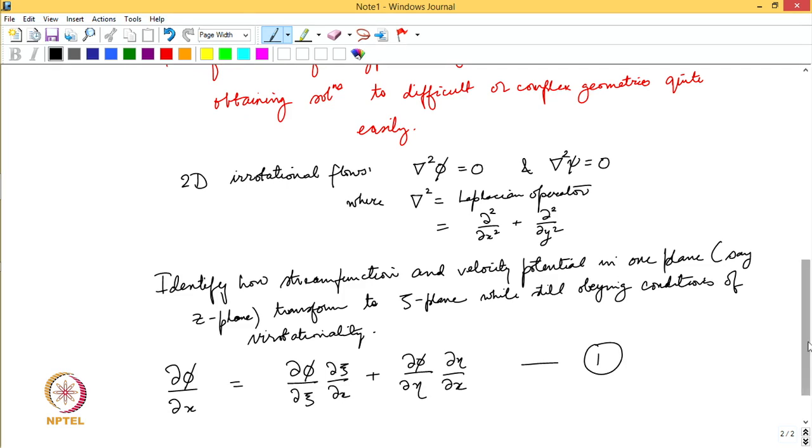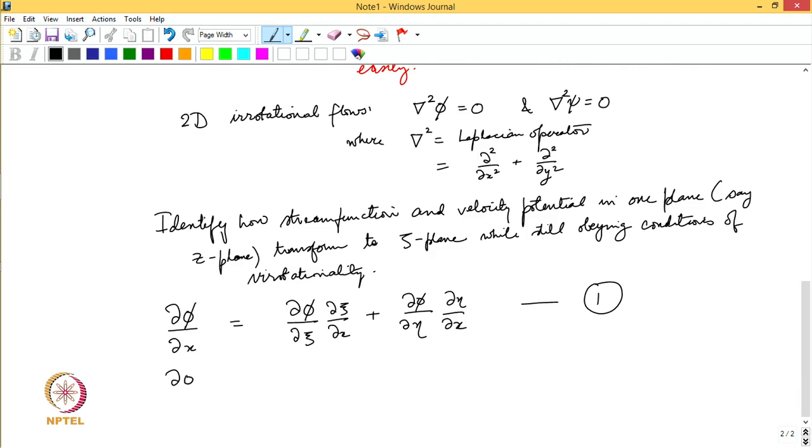And similarly, I can write d phi dy, just the first derivatives for now. This will become d phi d xi dy plus d phi d eta dy, and say this is equation 2. Okay, this is just by the chain rule.